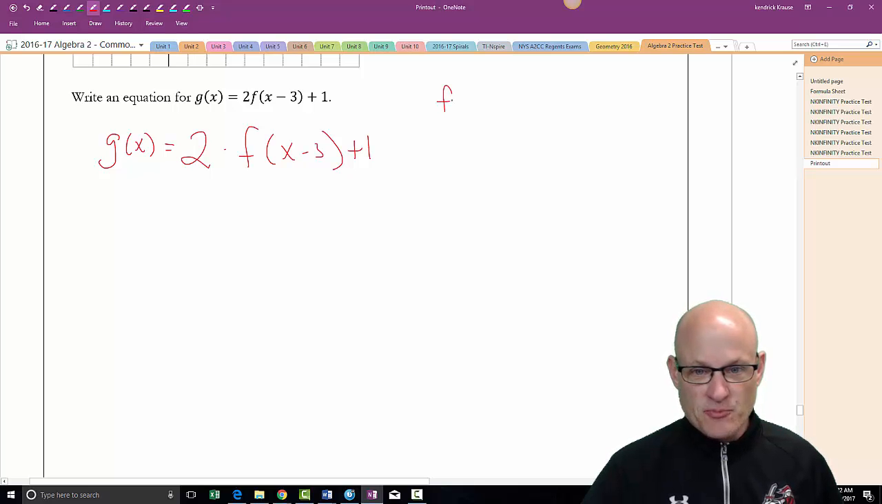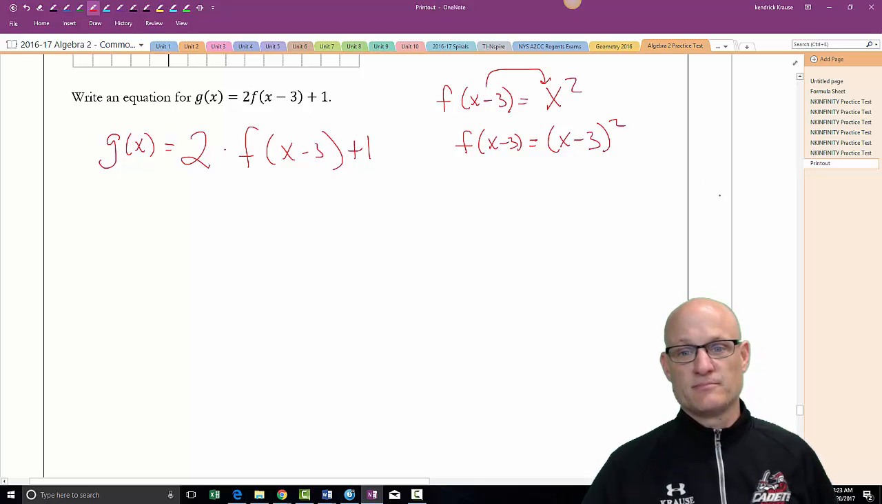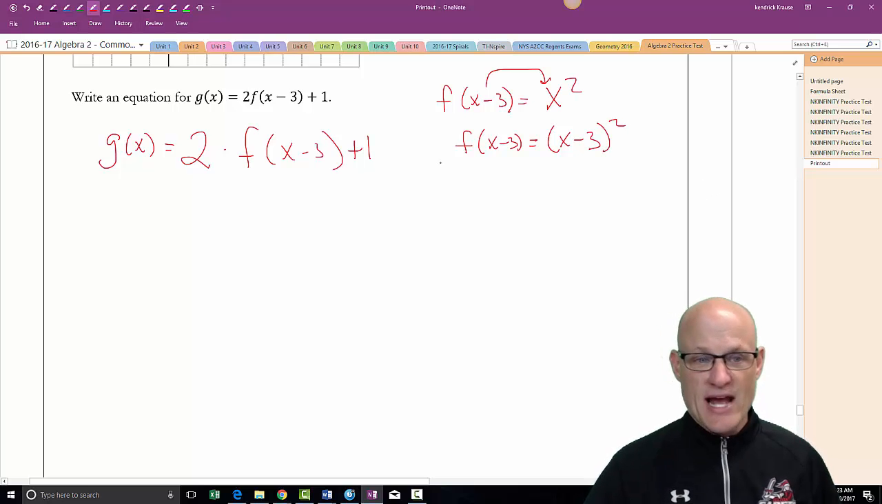If I take the first part, which is f of x minus 3, which is equal to x squared, what we need to do is plug this in for x squared. So you get f of x minus 3 is equal to x minus 3 squared. Okay, so this one's not too bad.